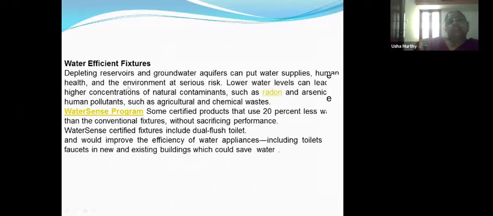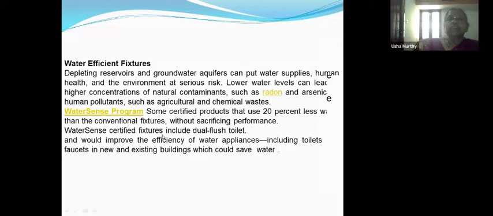Water efficient fixtures. Depleting reservoirs and groundwater aquifers can put water supplies for people and the environment at greater risk actually, serious risk. Lower water levels can lead to higher concentrations of natural contaminants such as radon, arsenic, or anything like that. Even other pollutants, such as agricultural and chemical waste. WaterSense program certified products can use about 20% less water than the conventional fixtures without sacrificing performance. This is what we exactly need.